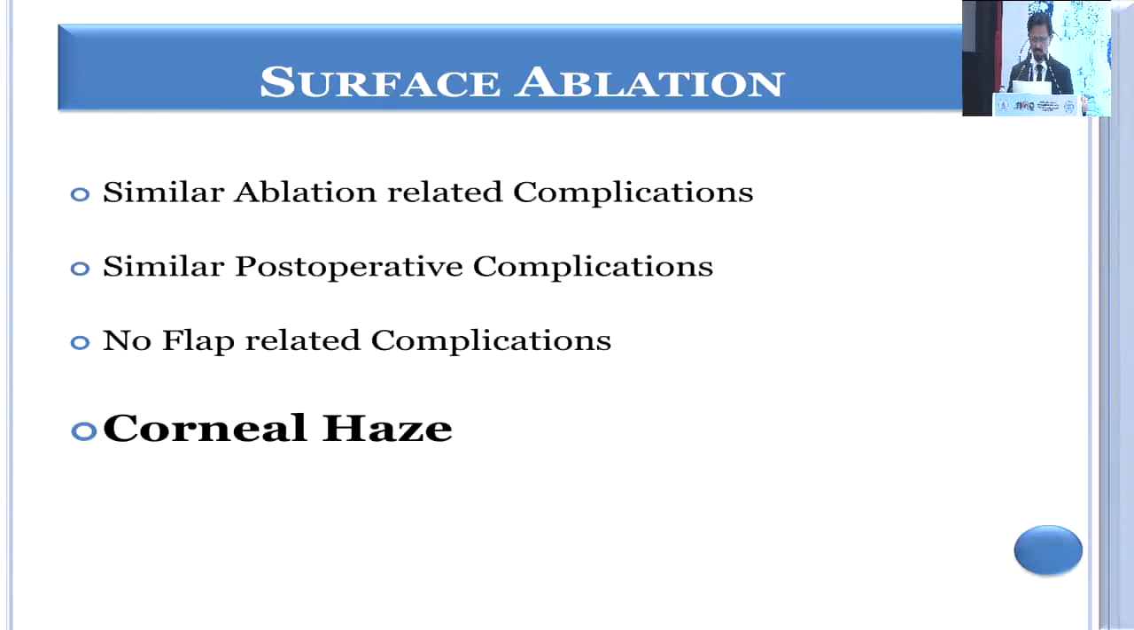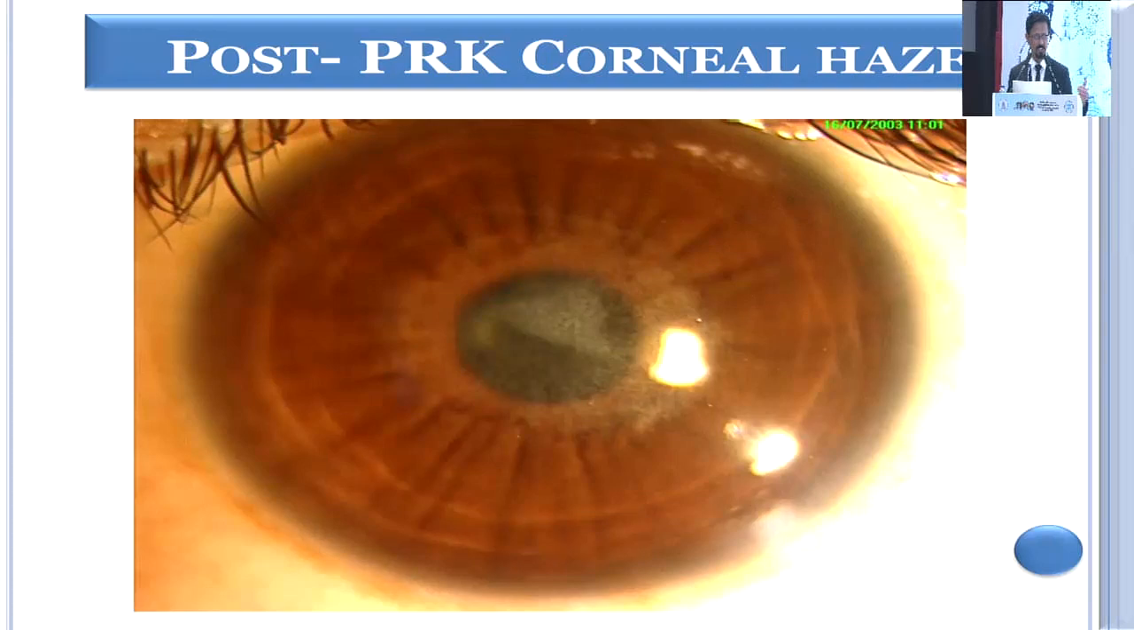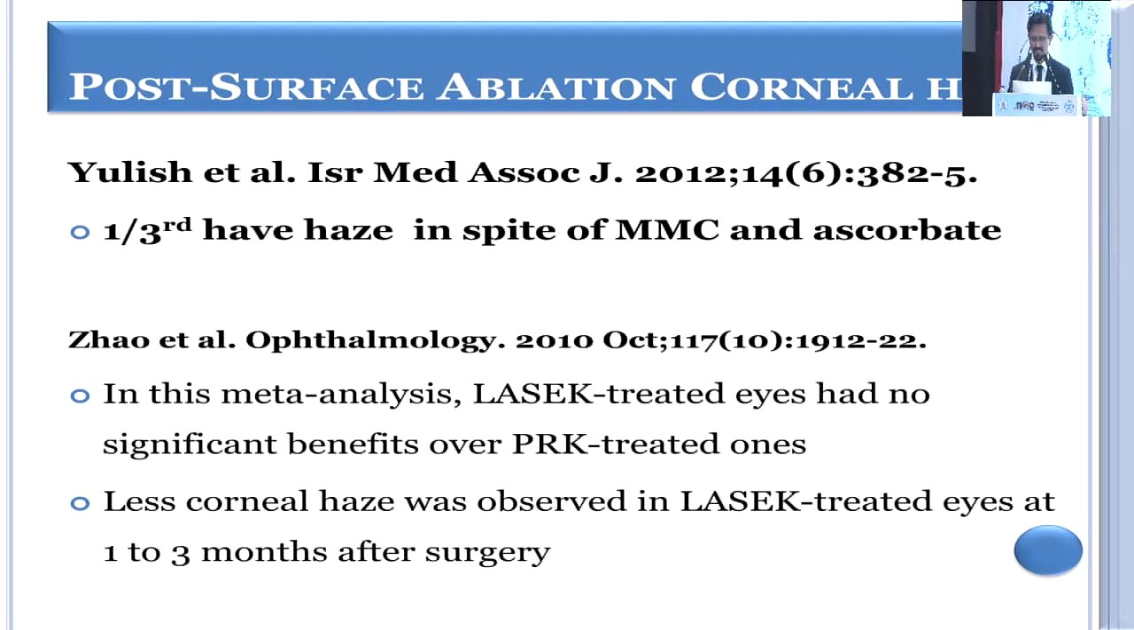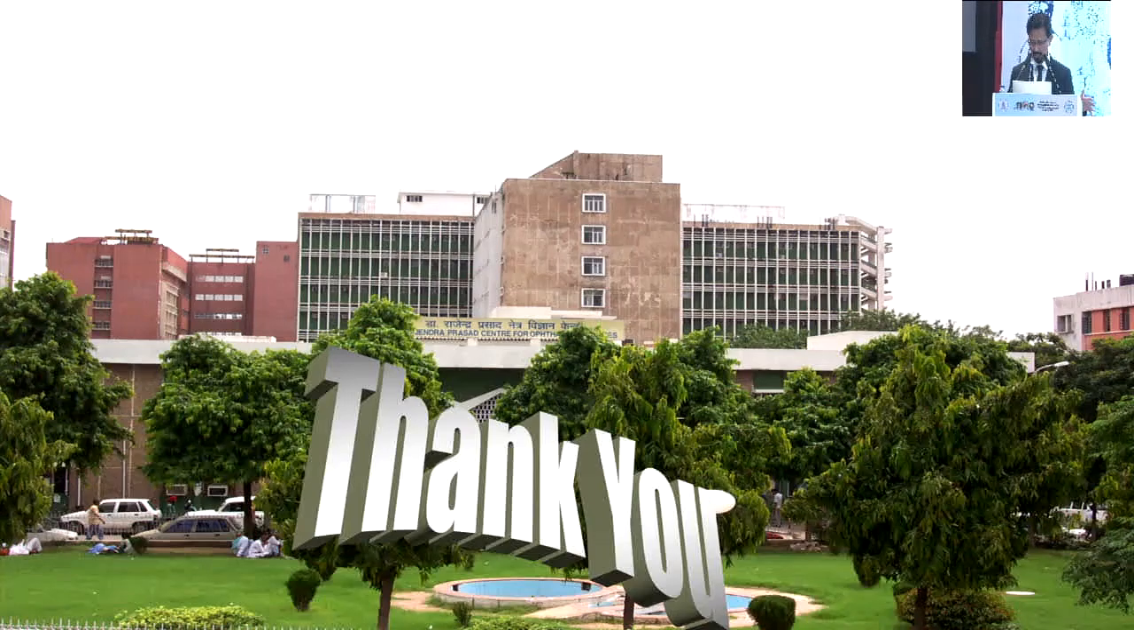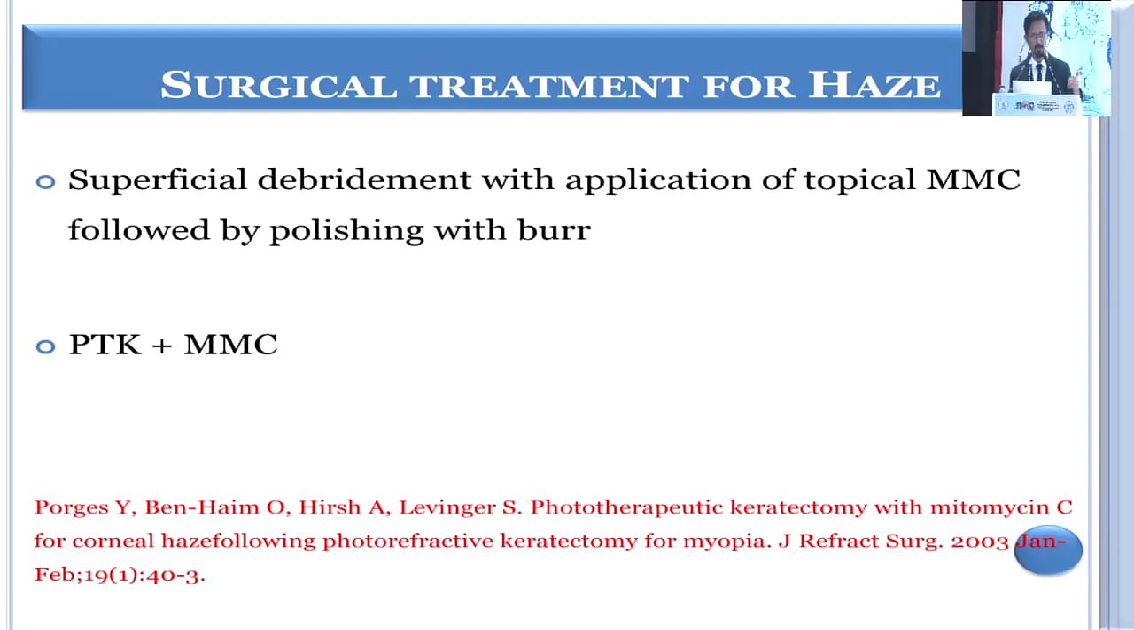I just skip this. Surface ablation can cause corneal haze if it is too much. So that's why, as Dr. Swapna was telling, we should use mitomycin C in almost all the cases. And I'll just move on. The last point is how much mitomycin C we should use: 0.02% for 45 seconds to 1 minute.